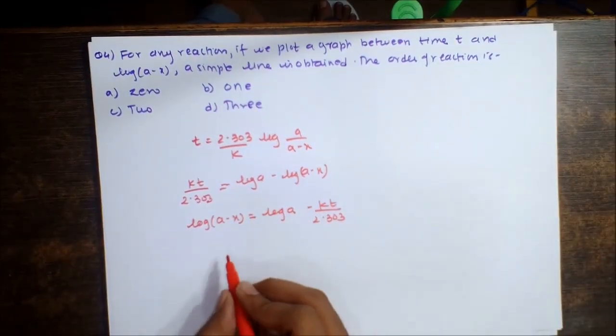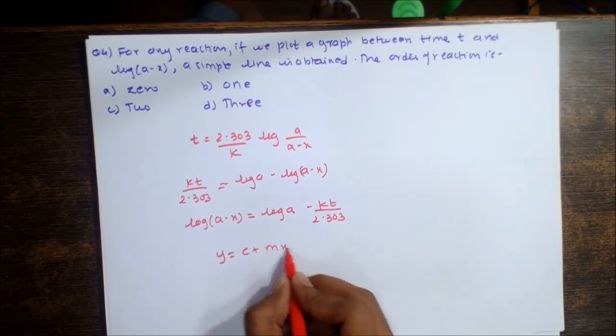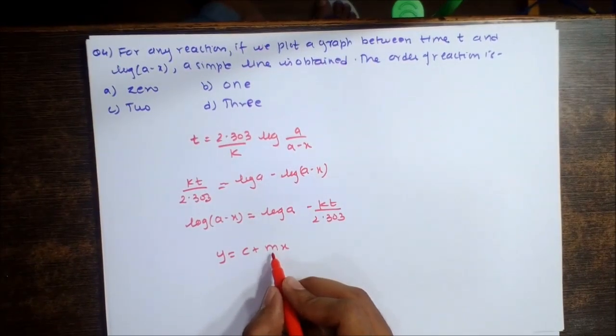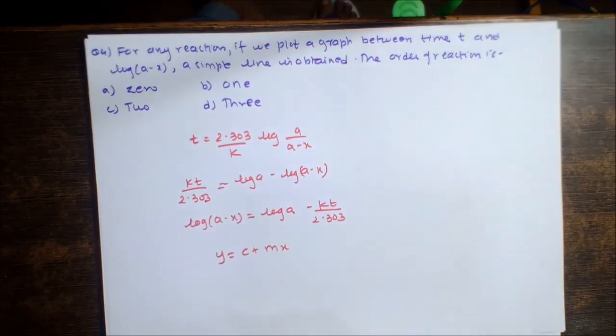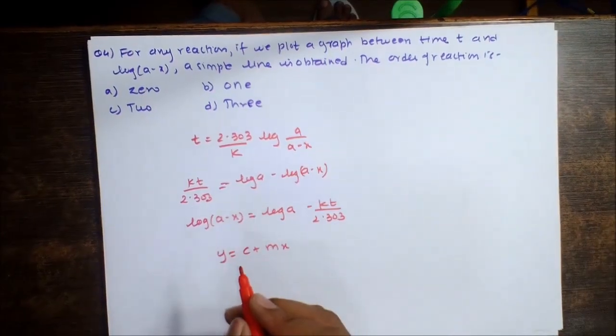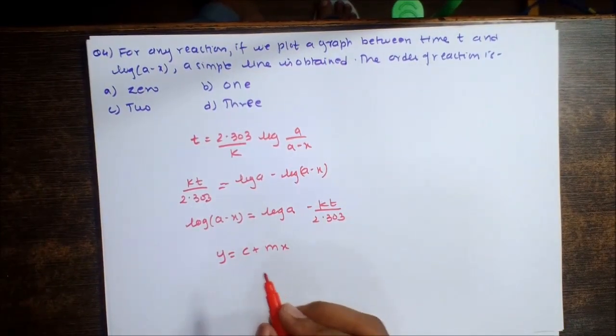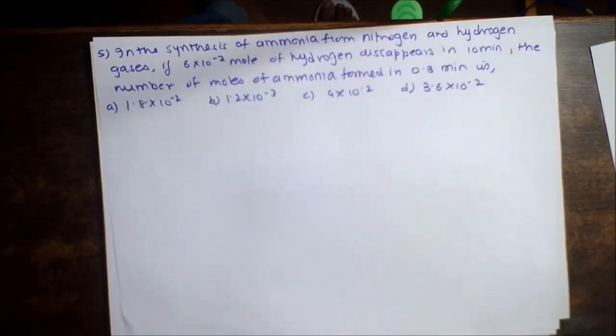Now this equation represents y equals c plus mx, where the slope here is minus k upon 2.303. So this is an equation of a straight line. Therefore, a plot between time t and log of a minus x will be a straight line for a first order reaction.